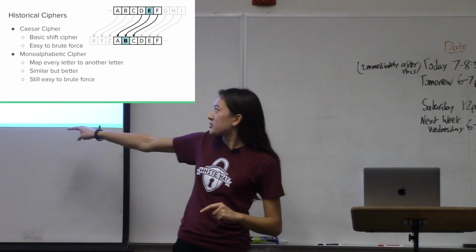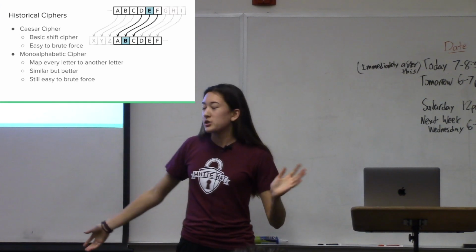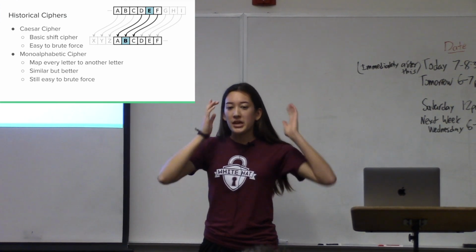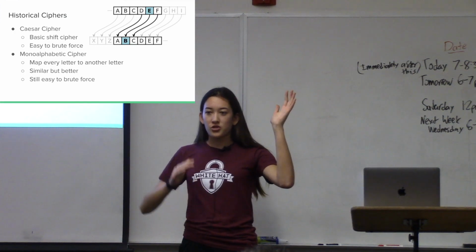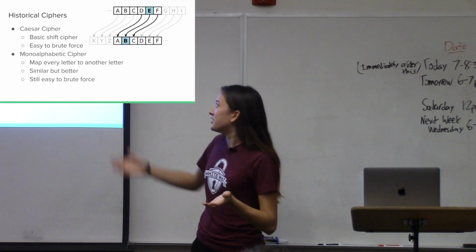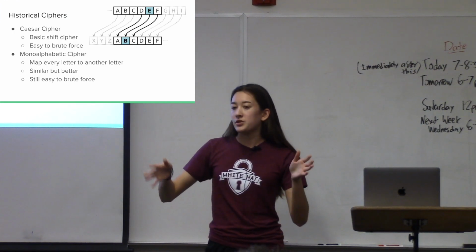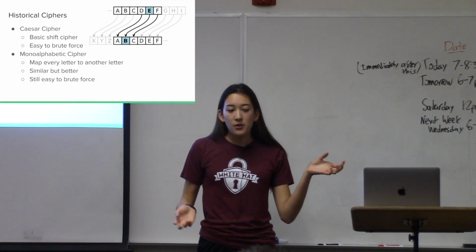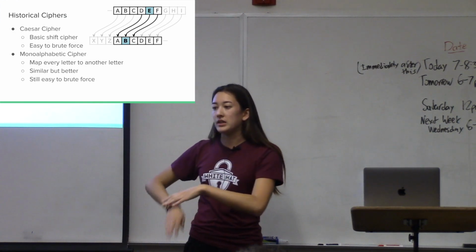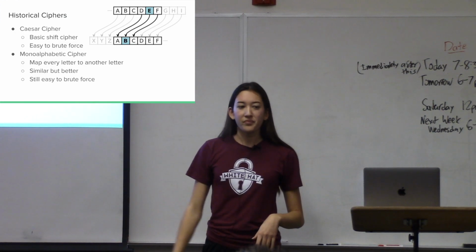Cool, so some historical ciphers for background. First we have the Caesar cipher, which is a basic shift cipher: you take every letter in the English language and shift it over by a certain number. If you were shifting by 3, then your A would become D and your B would become E, and so on, and you just wrap at the end of the alphabet.